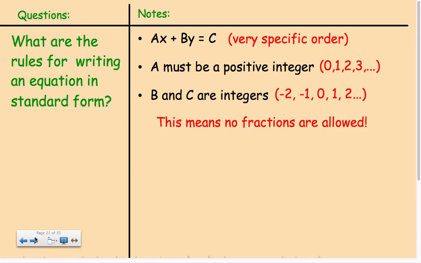Our rule for a is that it has to be a positive integer. So it could be 0, 1, 2, 3, and so on. It cannot have any negatives, decimals, fractions, any of those things. It has to be an integer, and it has to be positive. B and C are integers, but they don't have to be positive. So you'll notice here in the examples, there are negatives included. There are no negatives for A. B and C can have negatives. No fractions are allowed. No decimals are allowed.